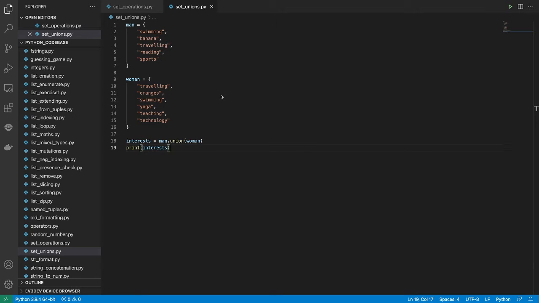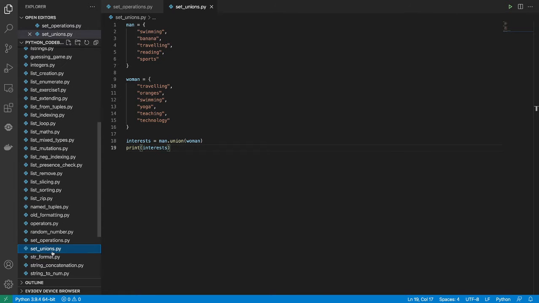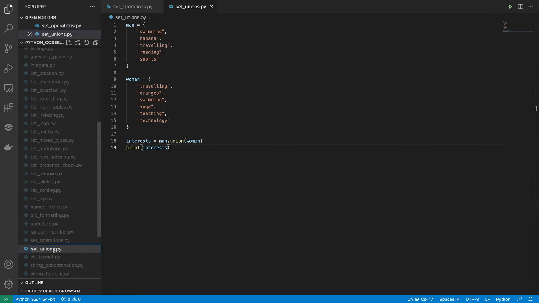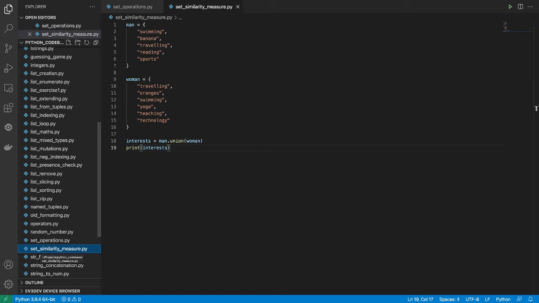Hello and welcome back. We are going to learn how to find the intersection between two sets, but I want to rename this file to something more fitting. So instead of set unions, I want to call it set similarity measure.py, so that in the end we have something that is going to help us to calculate the similarity of people.